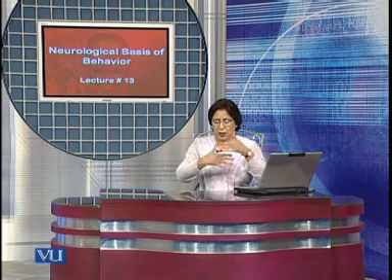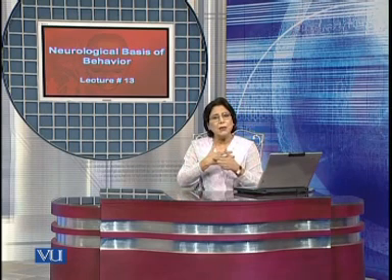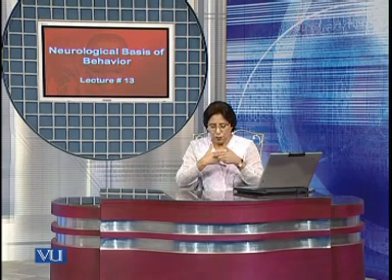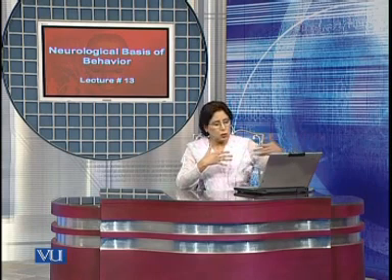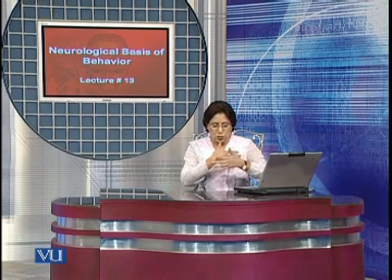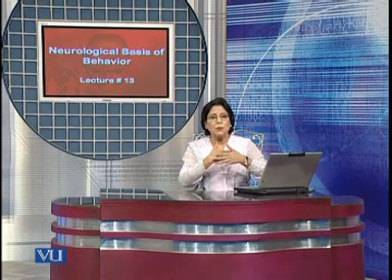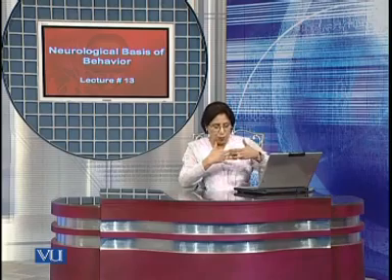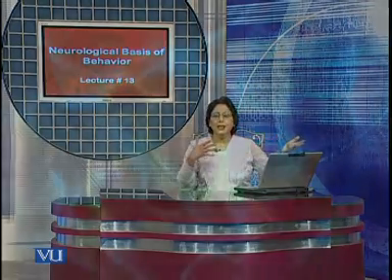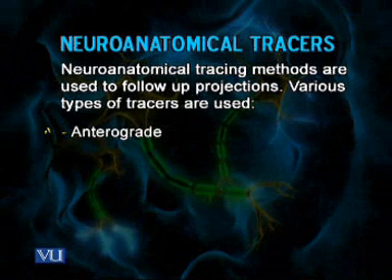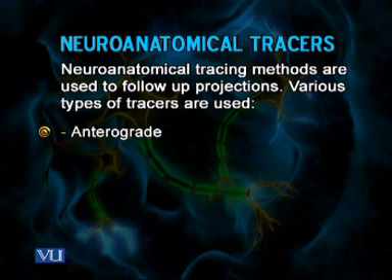There is one in which we can inject into the cell body, and from the cell body the tracer moves outward to other cells. So it is injected into the cell body and the tracer then moves outside, and this is called the anterograde tracer. The anterograde tracer traces from the cell towards the outside of the cell.